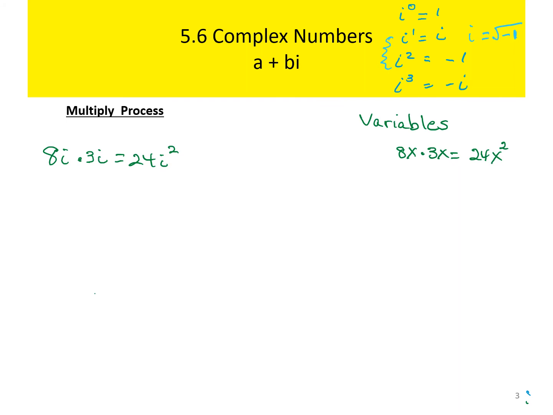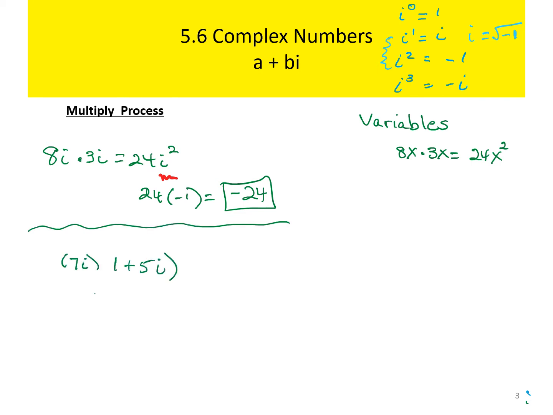8i times 3i should equal also 24i squared. But we know that i squared equals negative 1. So we should have 24 times negative 1, and our answer is a negative 24. Easy, if you remember that i squared equals negative 1. All right, let's try another one.